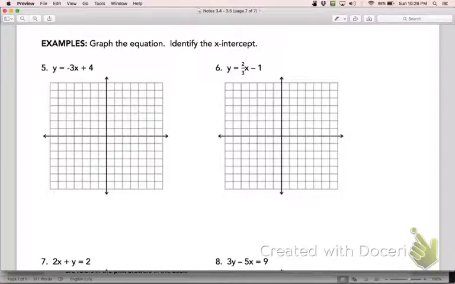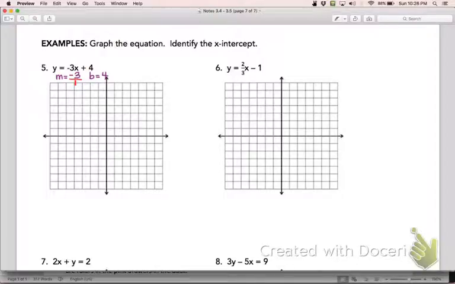So for number 5, the first thing that I want to do is figure out my slope and my y-intercept. Notice that y is already by itself, so I know it's in slope-intercept form. So our m is -3, and our b is +4. Now, it's really helpful for our slope to look like a fraction, so we can make that into a fraction by putting it over 1. And I would strongly suggest that you do that, because remember, we need a rise and a run when we graph the slope. So the first thing that we graph is the y-intercept.